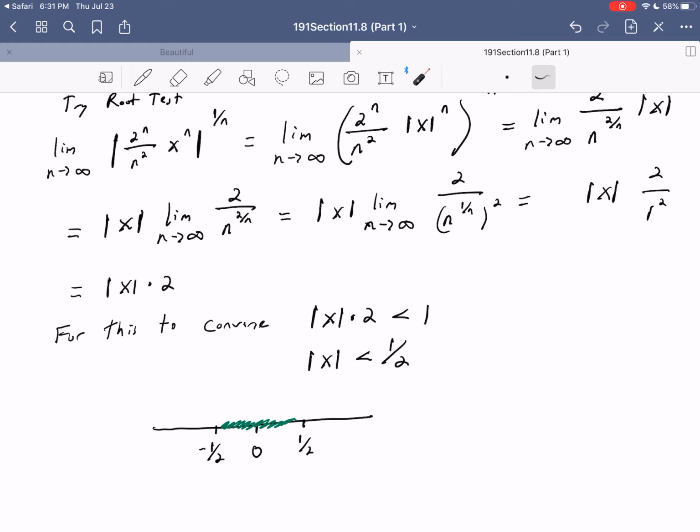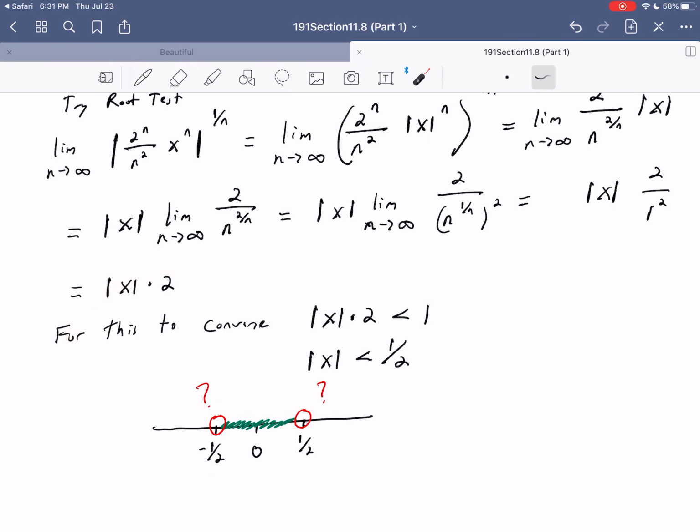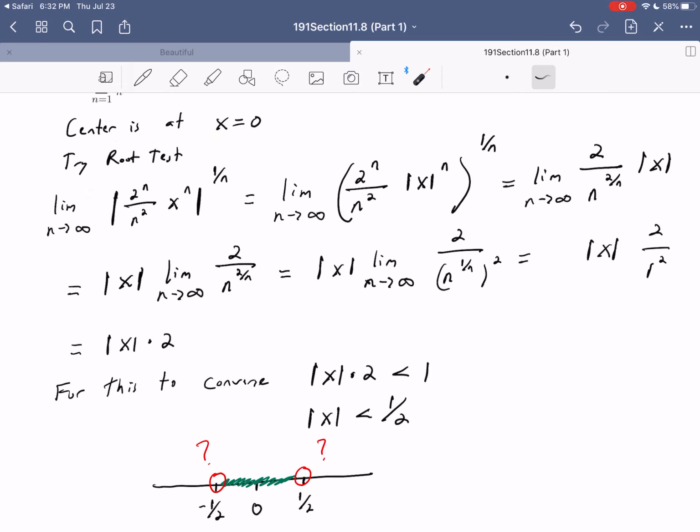The other thing is what happens at these endpoints. All right, so we've got to figure out what happens at those two values, negative 1/2 and positive 1/2. Unfortunately, we can't make use of this because at x being negative 1/2 or x being 1/2, this absolute value x times 2 is going to be equal to 1, right? If x is 1/2, absolute value 1/2 times 2 is going to be equal to 1. Negative 1/2, absolute value of negative 1/2 is 1/2 times 2 is going to be equal to 1. And unfortunately, the root test doesn't give us any information when we have it equal to 1.